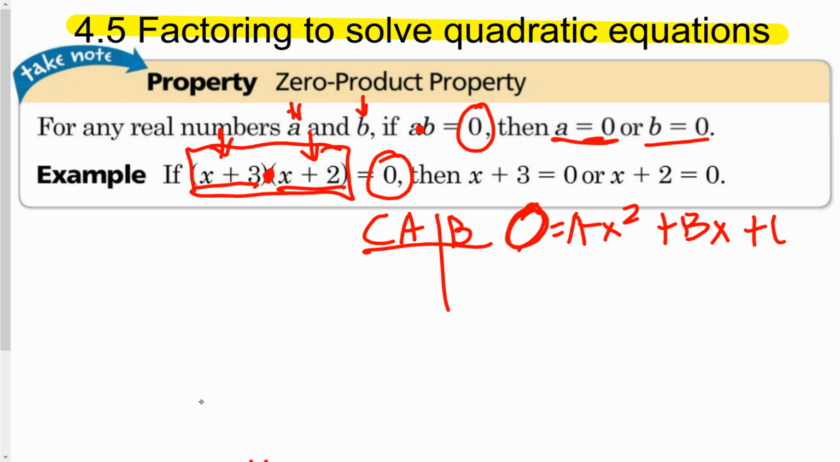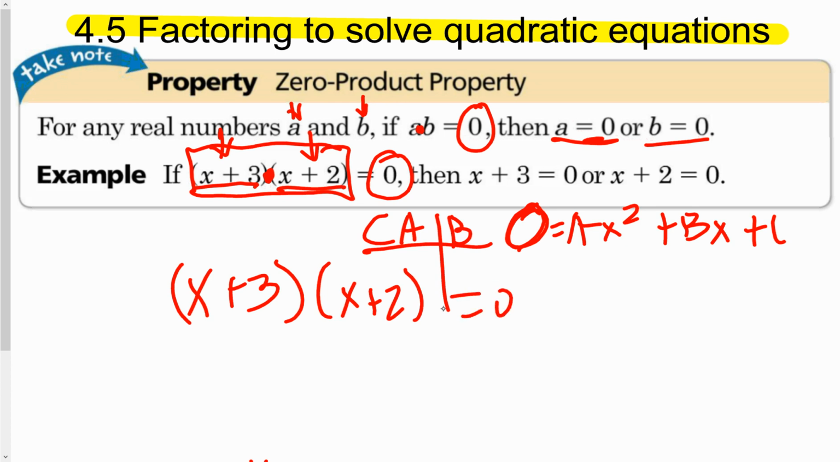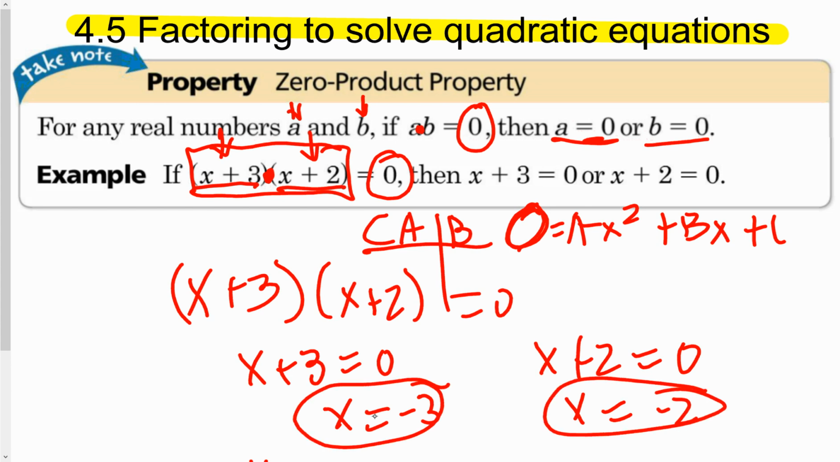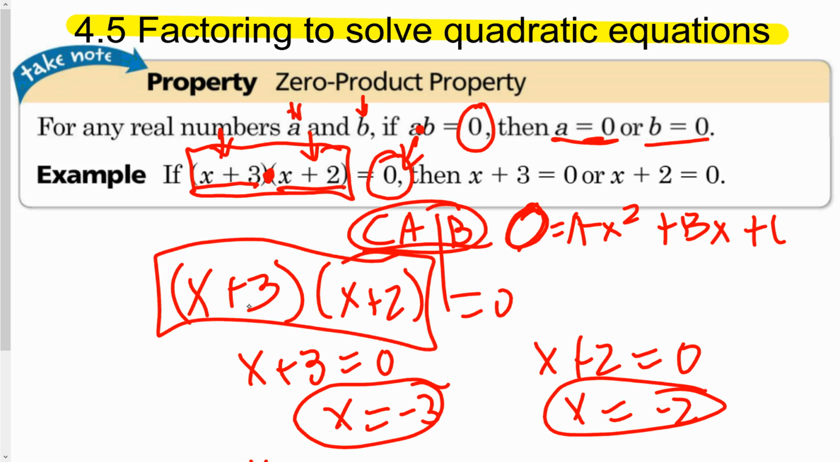So when we factor like this, and I get one factor times another factor, and the answer is 0, then I can set one of those factors to 0 and the other factor to 0, and then I can solve for x. Subtract 3 on both sides, so I get negative 3. Subtract 2 on both sides, I get negative 2. So those are my solutions, or my roots, or what we call zeros, because our y value is 0. So what we'll do in this section is factor. We'll use CAB, because CAB helps us find these two binomials, two sets of parentheses, and we'll just set each of those parentheses equal to 0.